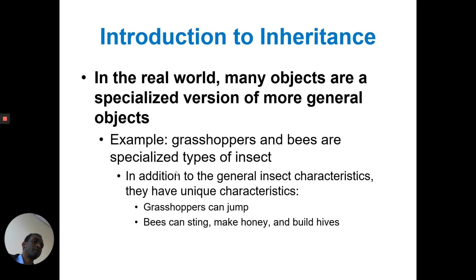So in the real world, many objects are a specialized version of more general objects. An example is grasshoppers and bees, which are specialized types of insect. In addition to the general insect characteristics, they have unique characteristics. Grasshoppers can jump; bees can sting, make honey, and build hives. For example, we discussed in class, if we created a class called animal, right? So a dog would be able to inherit a class called animal.